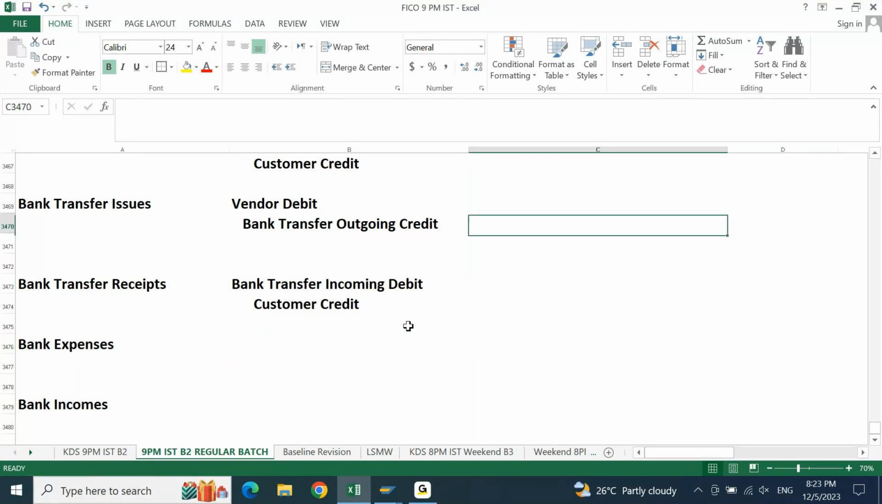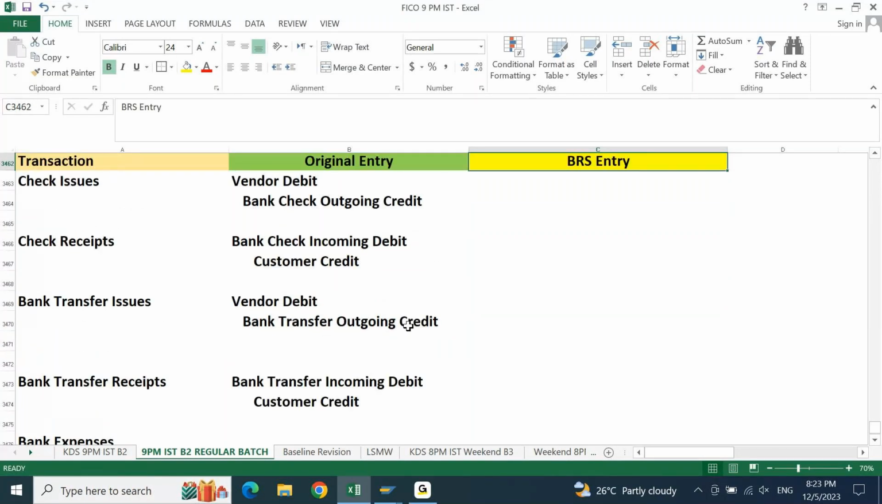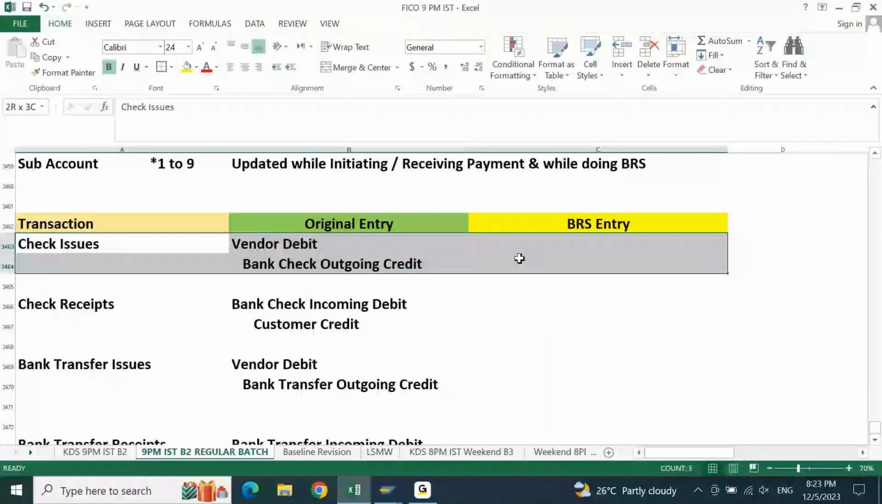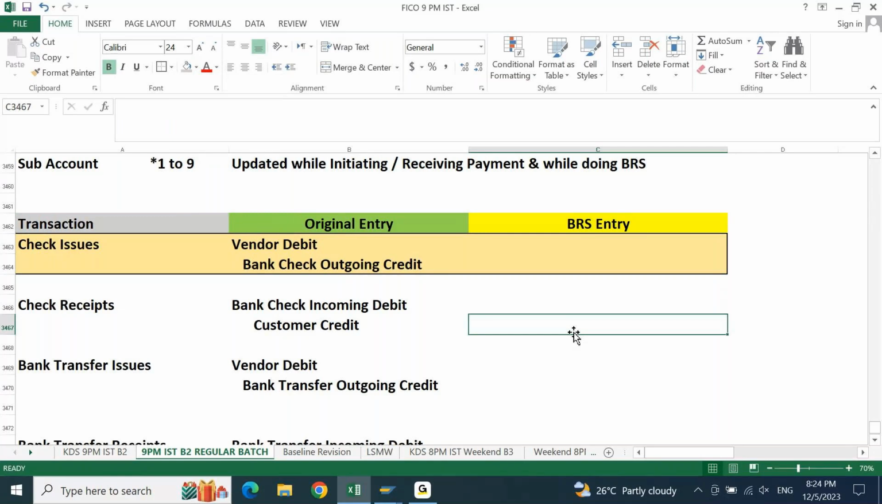Now, for these, let me highlight one by one. First one, when I take this check issue, I will highlight this accounting entry alone. I'll put a box for it and a separate color for it. Okay, for check issues, this is what I have given.